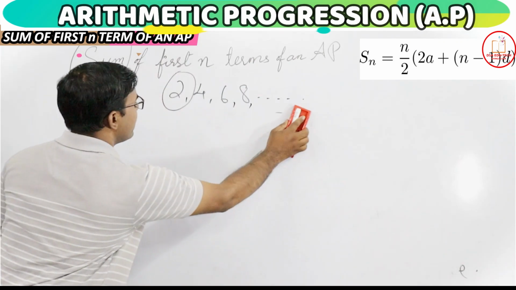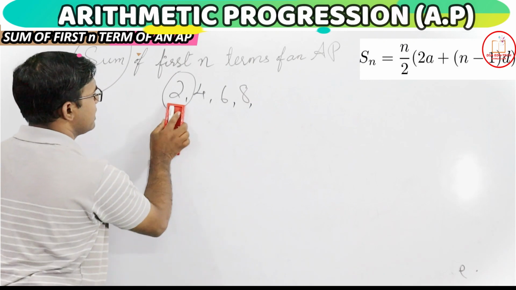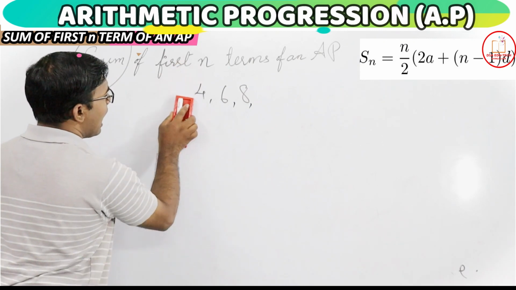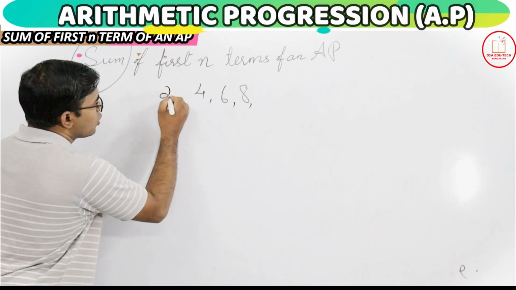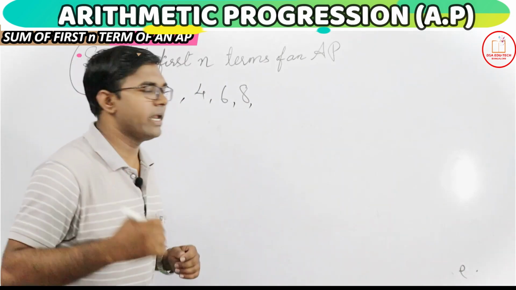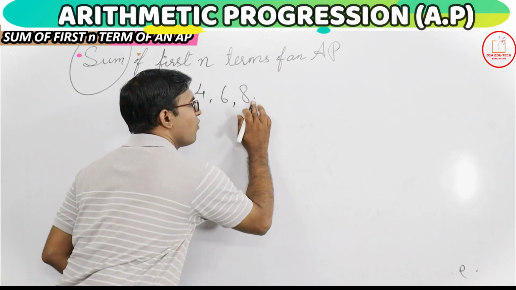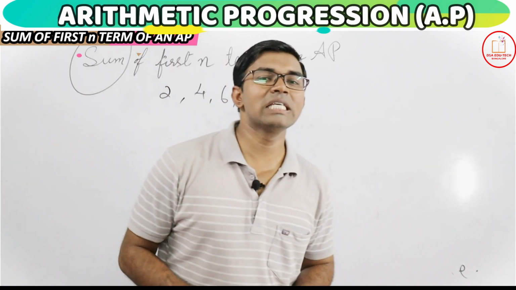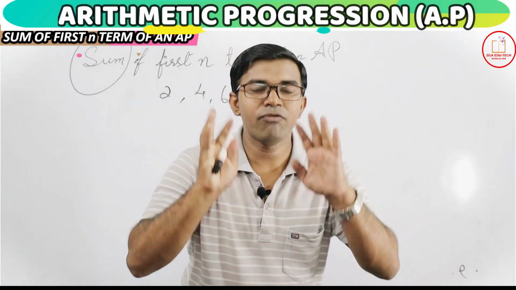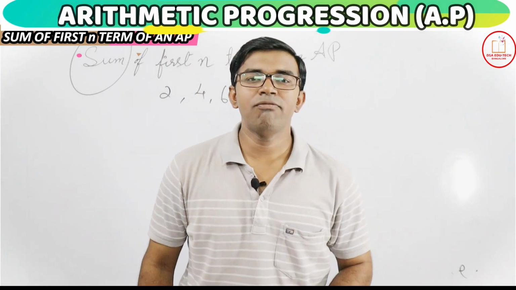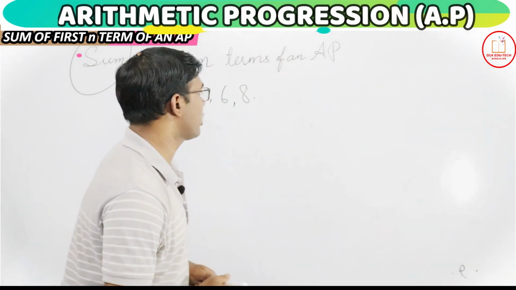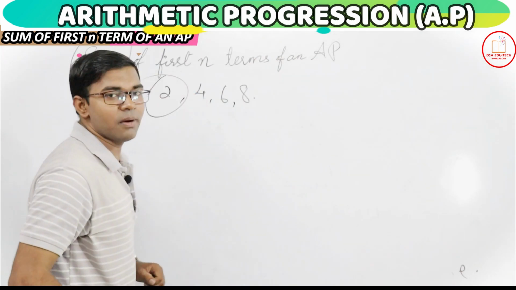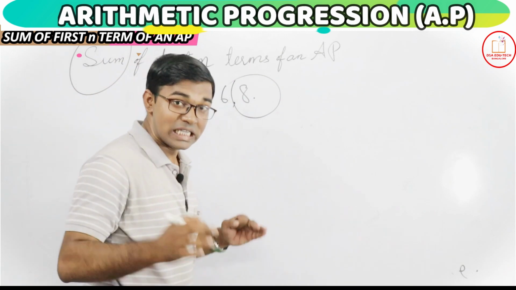So here let me take the case. This infinite series, I will make into a finite series. Let me write 2, 4, 6, 8, 10 and put a full stop. So what type of series is it? Yes, it is a finite series. In the finite series we will know the first term and the last term. So here this is my first term and here this is my last term.